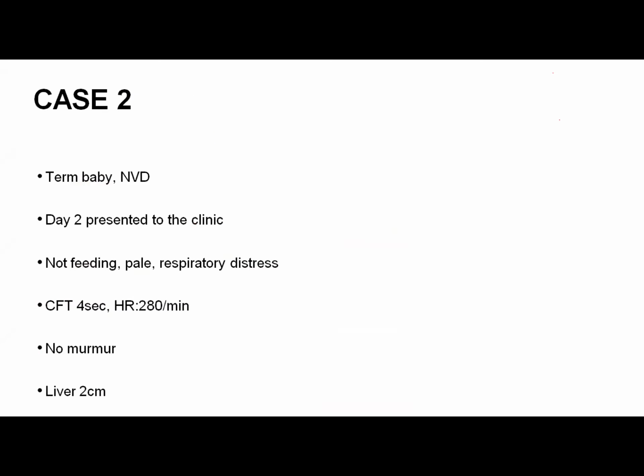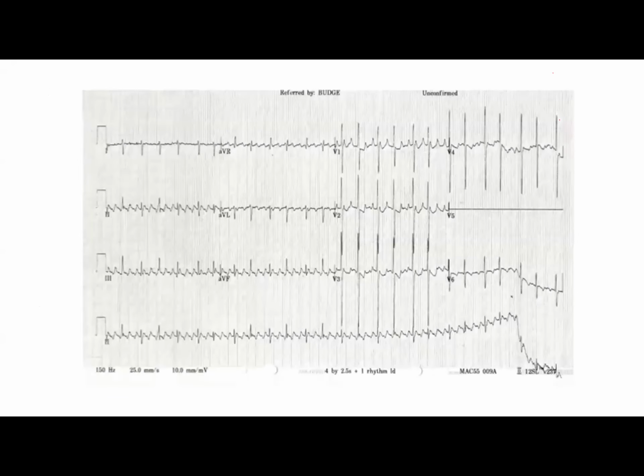Moving to the next case scenario. We have a term baby born by normal delivery, presented to your clinic on day 2 of life with similar complaints: not feeding well, looking pale, has respiratory distress. Your CRT is prolonged, heart rate is 280 per minute. There's no murmur that you can auscultate, and the liver is 2 centimeters. And this is the ECG strip that you get on 12-lead ECG. Okay, can somebody comment on this ECG?